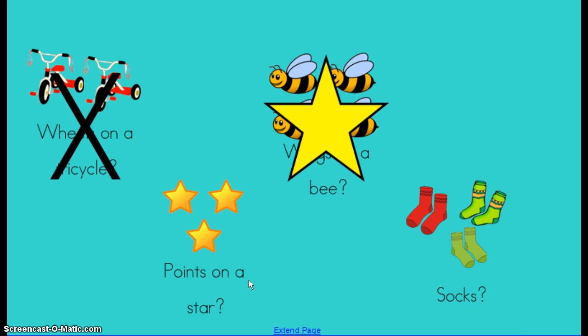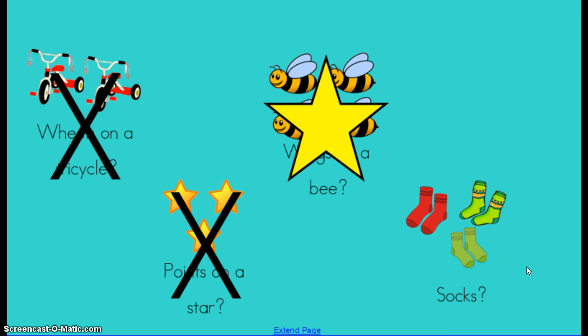Next, let's look at points on a star. Each star has 1, 2, 3, 4, 5 points. Well, it wouldn't make sense to say 2, 4, 6 points because each star has 5 points. I would actually count that by 5's, which is what we learned yesterday. I would go 5, 10, 15 points. So that is not something that I would count by 2's.